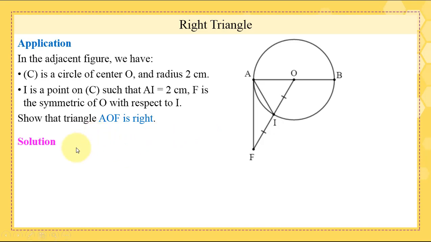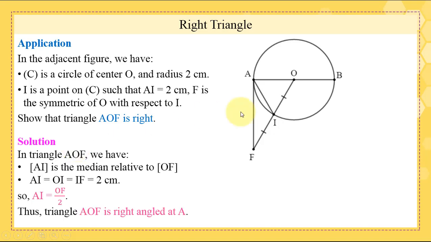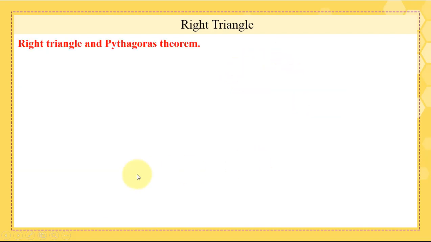We want to show that triangle AOF is right. In triangle AOF, we have AI is median because I is the midpoint of FO by symmetry. And AI is equal to 2 cm, given. IO is equal to the radius of the circle, 2 cm. So AI is equal to OF over 2. And AI is median relative to OF, so the triangle is right.